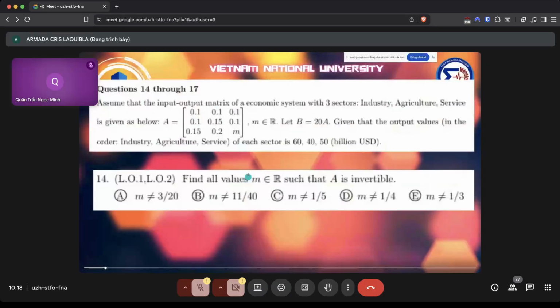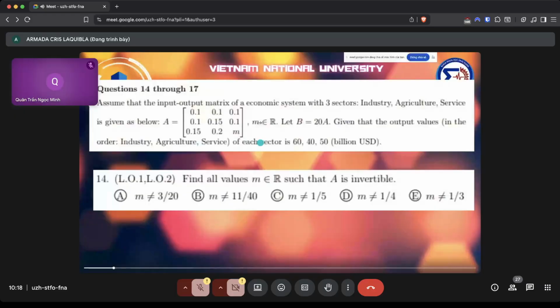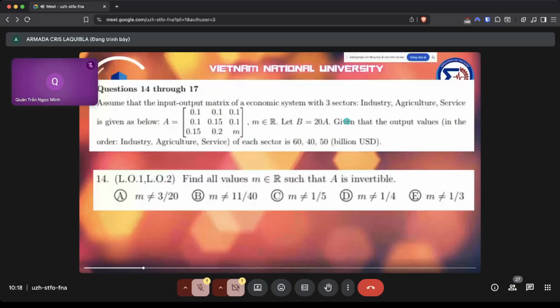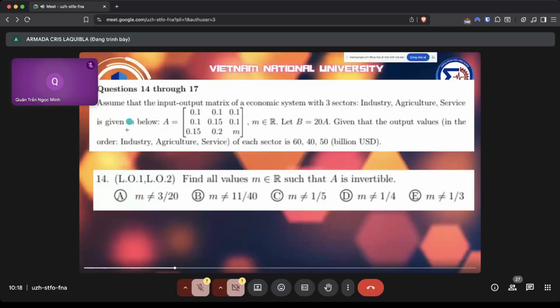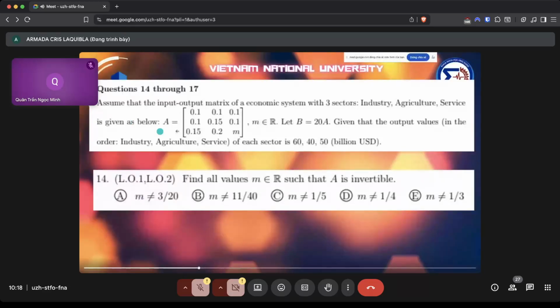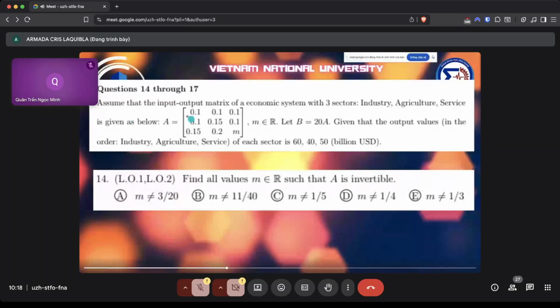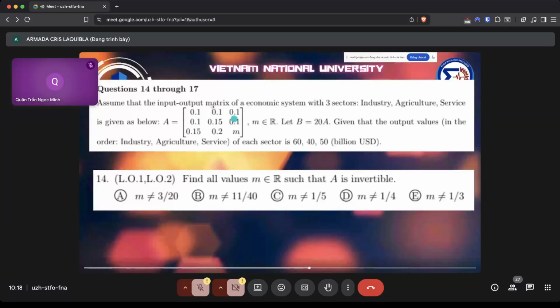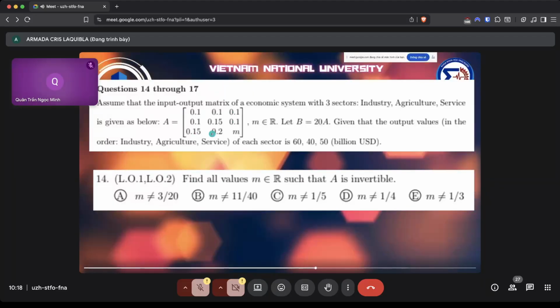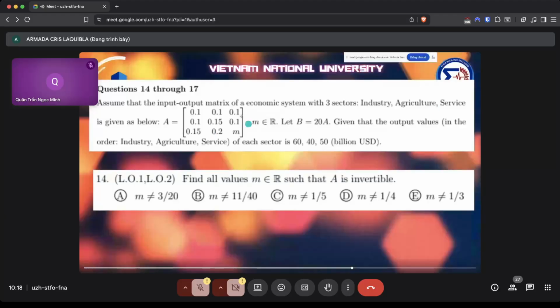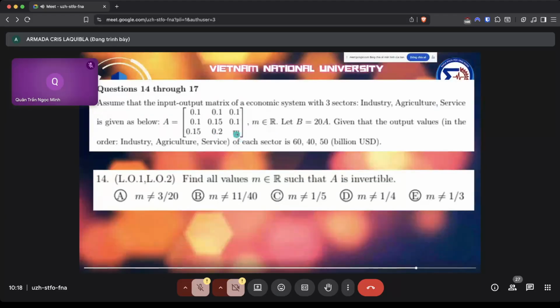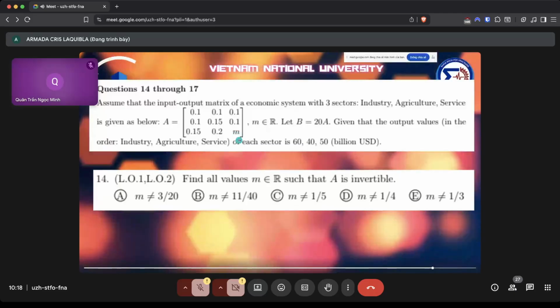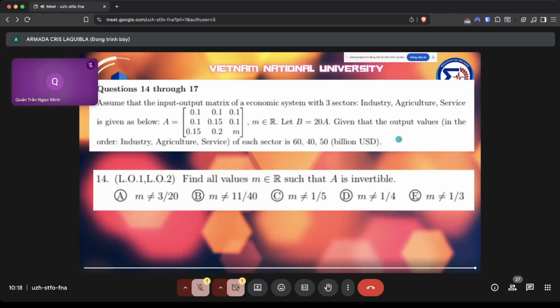Next, the input-output matrix of the economic system with 3 sectors, industry, agriculture, service, is given below. Industry is the first row and first column. Agriculture is the second row, second column, and service is the third row, third column. Now m is equal to r. There's an m here, so there's a missing number. Then let b be equal to 20 times a.